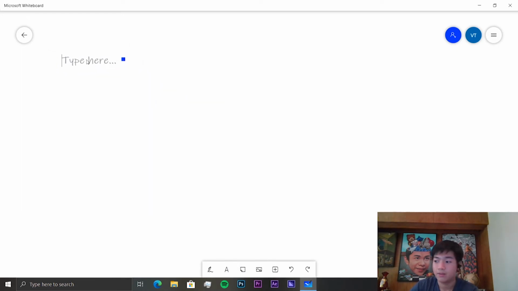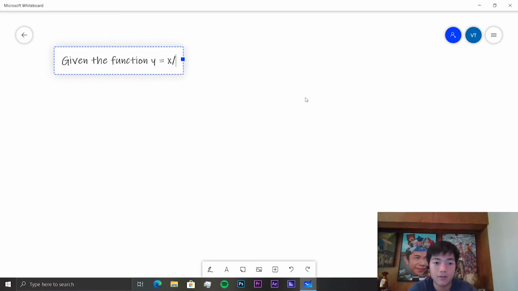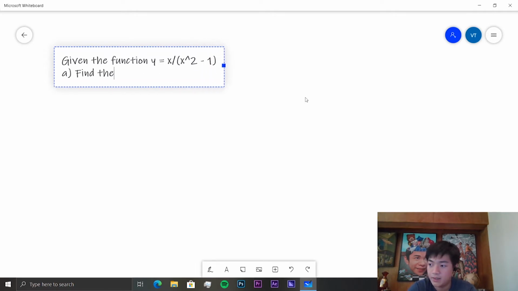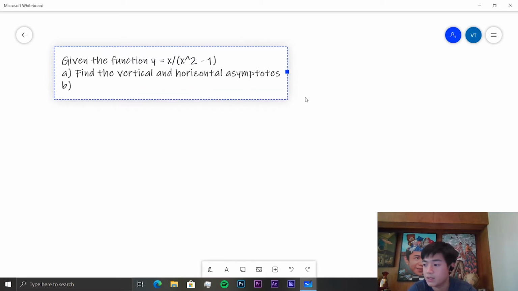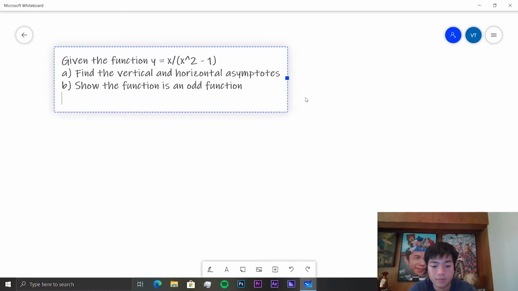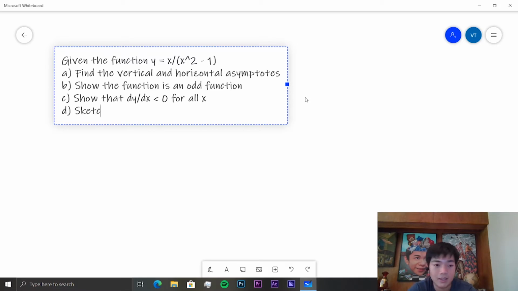So we have the question: given the function y equals x over x squared minus 1, find the vertical and horizontal asymptotes. Show the function is an odd function. Show that dy over dx is less than 0 for all x. And finally, sketch the function.